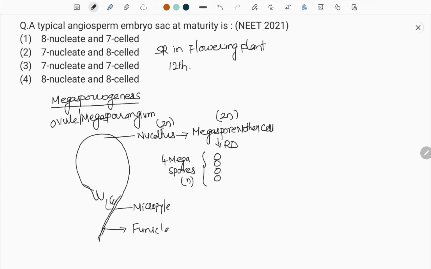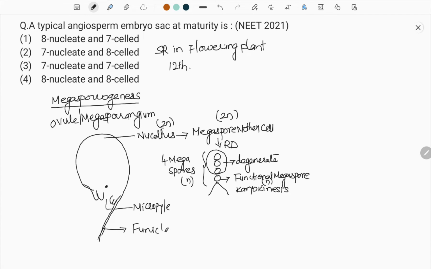Out of the 4 megaspores, 3 megaspores degenerate and 1 megaspore remains functional. This functional megaspore is generally present at the micropylar end. So I have shown you that here, near this micropyle, the functional megaspore is present. This megaspore undergoes karyokinesis. Karyokinesis means, remember, it's only division of the nucleus but not cytoplasm. And the functional megaspore, as I told you, is haploid.